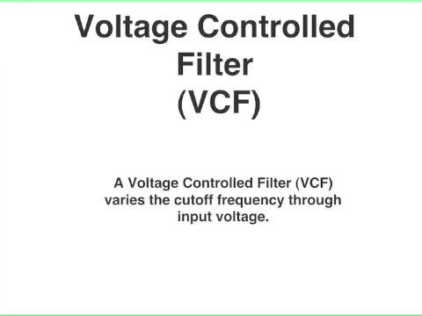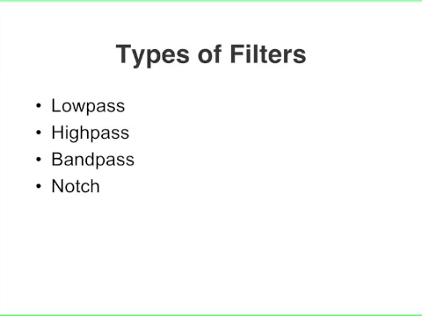And so there's essentially a voltage control filter, which oftentimes on synthesizers you see the initials or the abbreviation VCF. A voltage controlled filter varies the cutoff frequency by using input voltage. That is, the amount of voltage coming in will vary the frequency that is being passed through or cut off. And we'll take a look now at the four common filters: low pass, high pass, band pass, and notch.